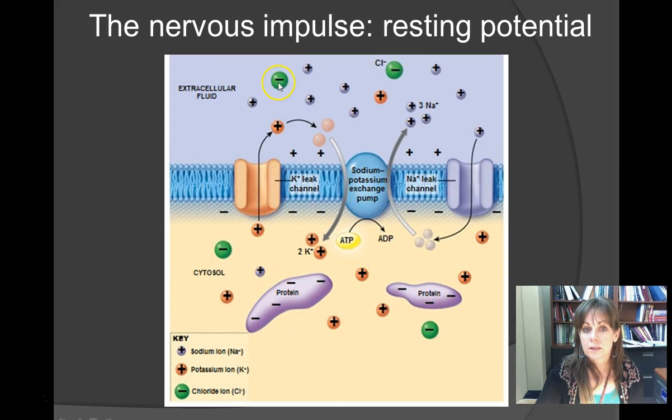Now, chloride looks pretty even on both sides, but what you should notice is present on the inside but not on the outside are all of these proteins that are negatively charged. And so what that means is overall, the charge on the outside of the membrane is positive, and that's what these positive signs are representing, while the charge on the inside of the membrane is mostly negative.